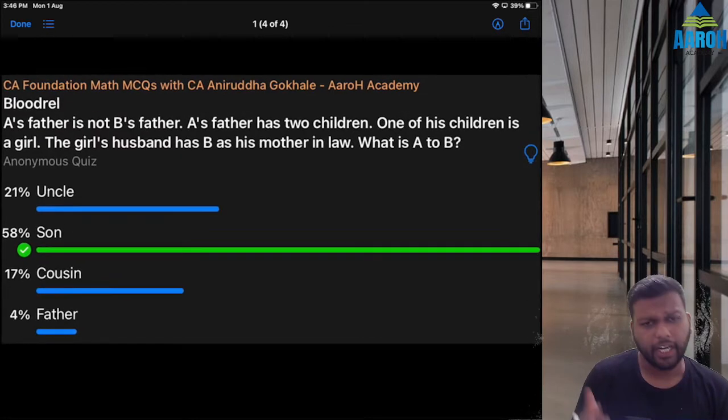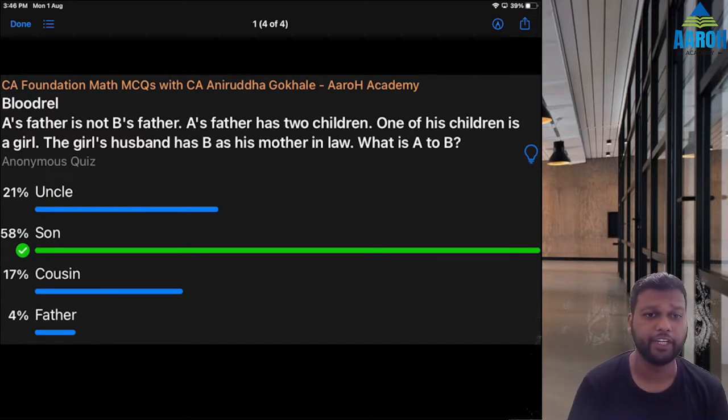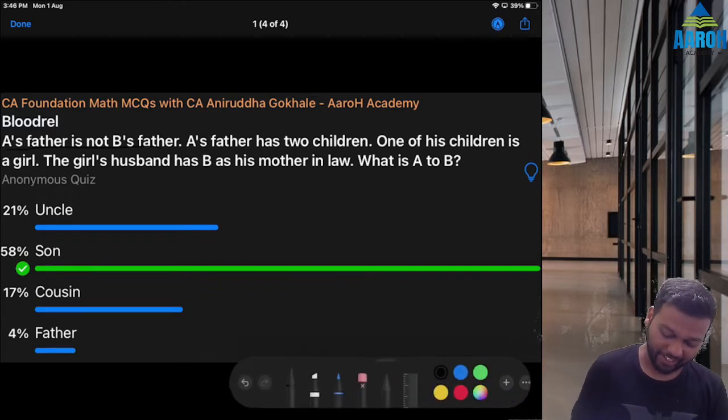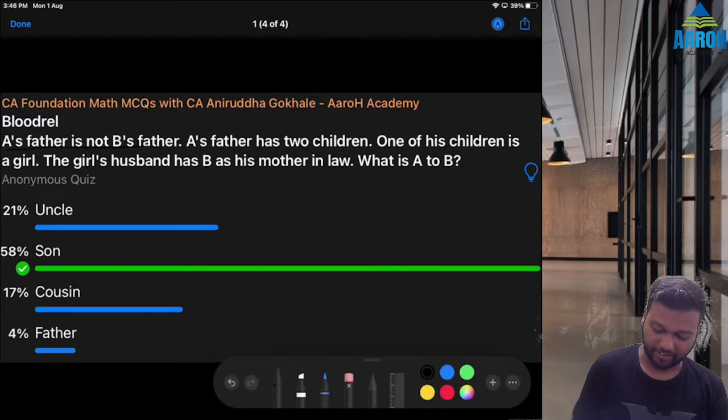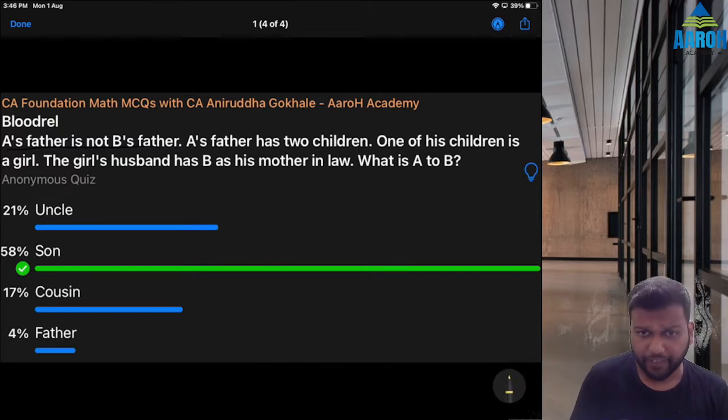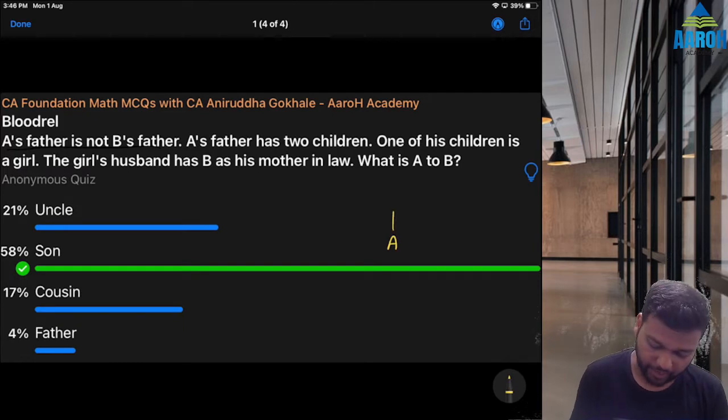So let's start right away with the blood relations MCQ. A's father is not B's father. Not B's father means what? They are not siblings. That is the only information that we get from this, but fine. A's father has 2 children, so we can draw it like this. A's father, so the father has 2 children.